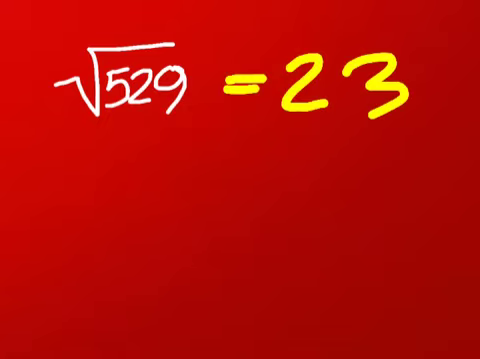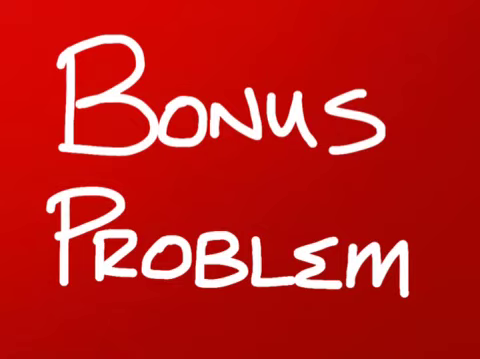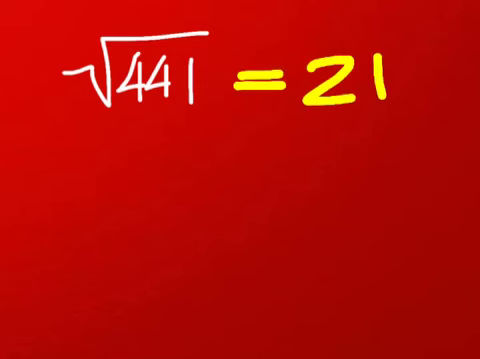Answer for the bonus is 23 if you had that, come back through and get 3 million. Another bonus problem. Square root of 441. Answer to this bonus is 21.